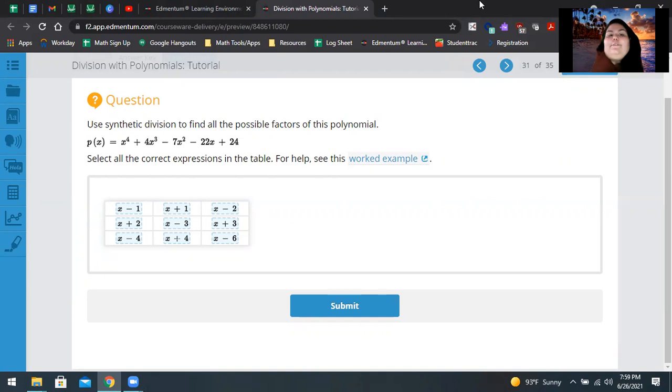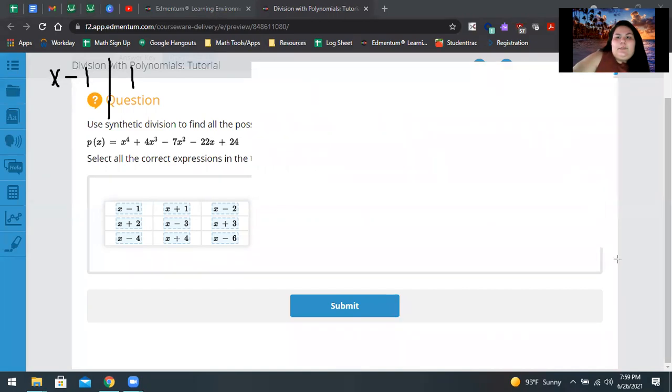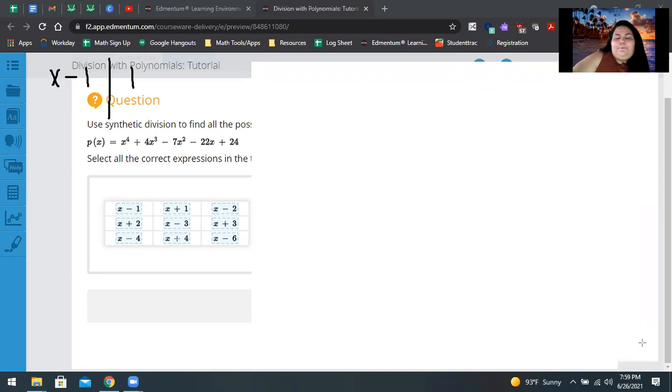Once you find one factor where you get a 0, take that new equation there. So let's try out x minus 1 first, right? So for x minus 1, we're going to use the value 1, positive 1. So let's set up our synthetic division over here. Let me make some more space so we can see it all there.